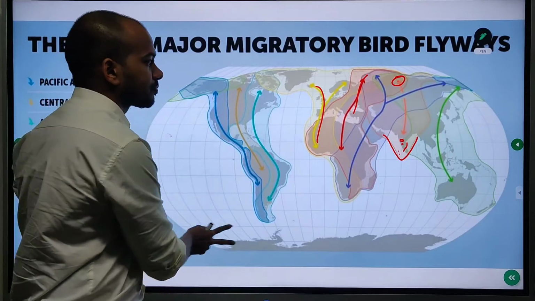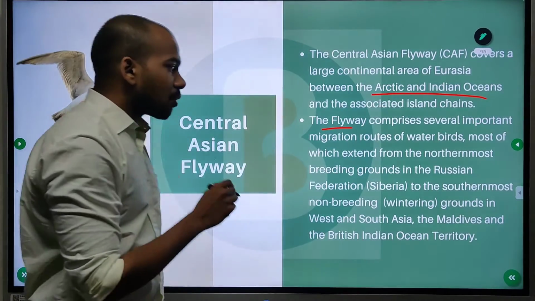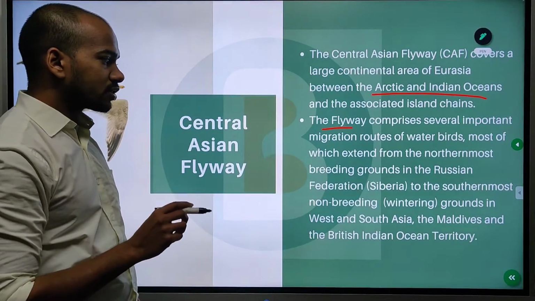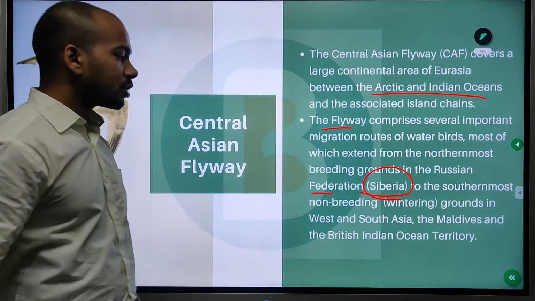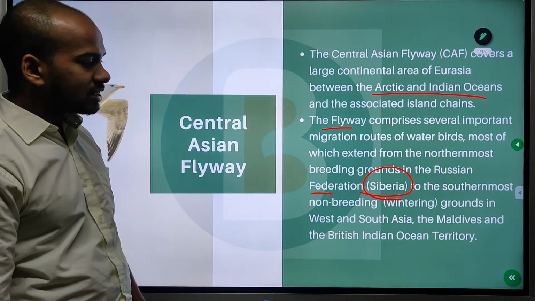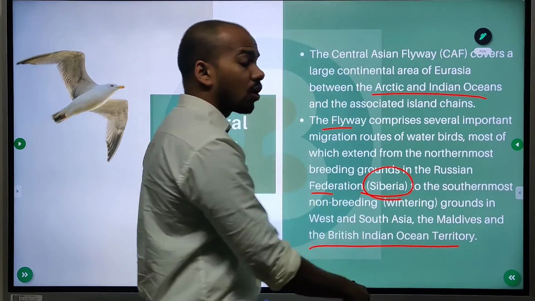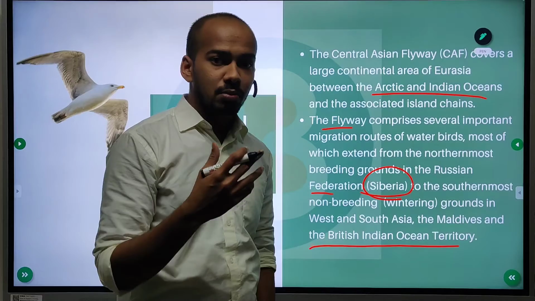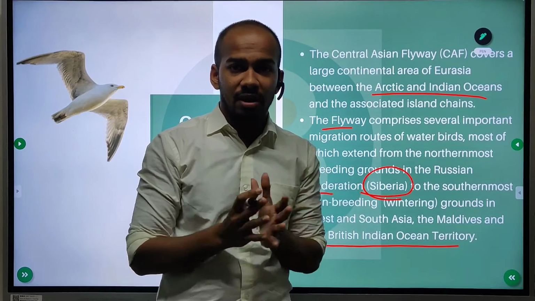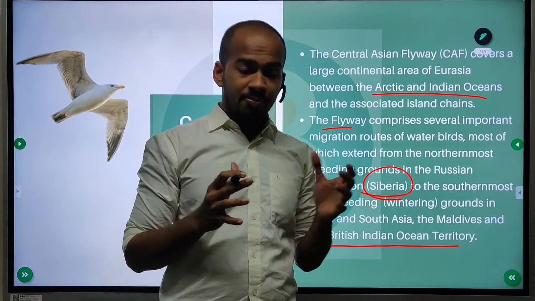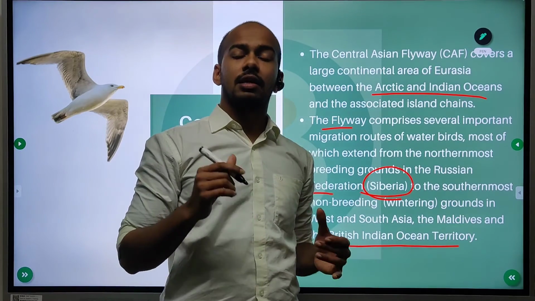Siberian area of Russia. The Flyway comprises several important migration routes of water birds, most of which extend from the northernmost breeding grounds in the Russian Federation, Siberia, as I've talked about, to the southernmost non-breeding wintering grounds in West and South Asia, the Maldives and the British Indian Ocean Territory. So these are the islands, Maldives, British Indian Ocean Territory. In all these islands, we can see the presence of these migratory birds. When climatic conditions become not very favorable, like in the Siberian area of Russia, when it becomes too cold, these birds will find the South Asian areas much more favorable for their survival.